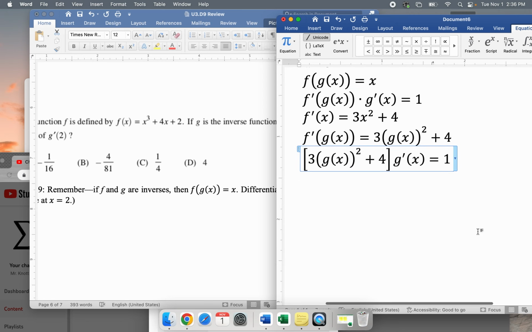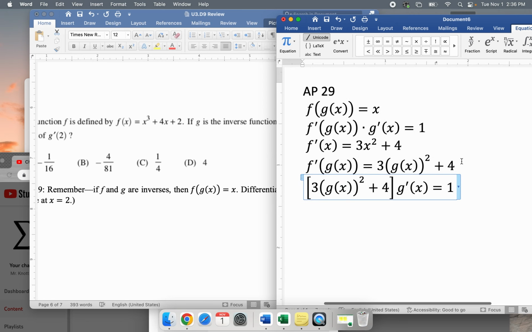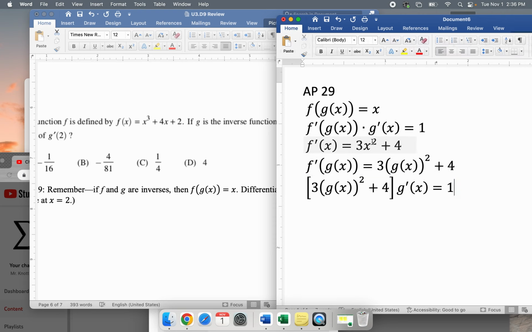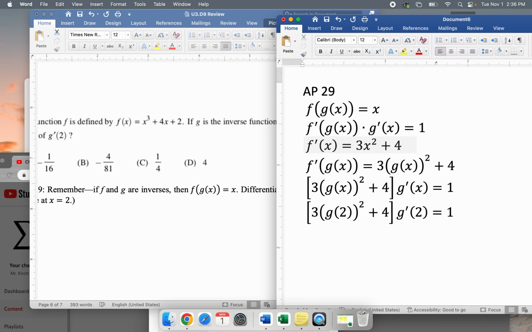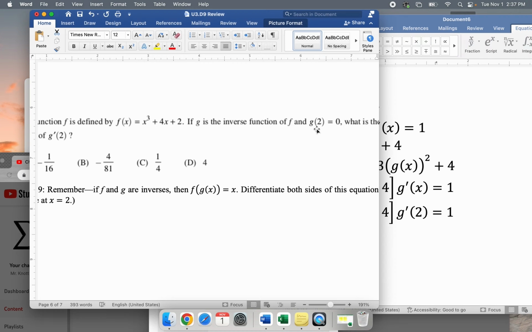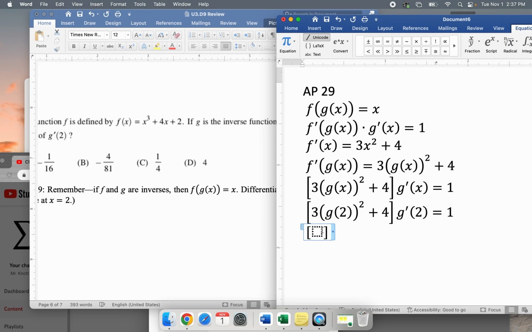My brain's at about 1% right now. And then if I plug in 2, I should be able to solve for g prime of 2, right? Because if I plug in 2 now, I get 3 times g of 2 squared plus 4 times g prime of 2 equals 1. And g of 2, they tell you, is 0. So that's 3 times 0 squared, which is just 0. So this whole thing in brackets is just 4 times g prime of 2 is equal to 1. So you find that g prime of 2 is equal to 1/4.